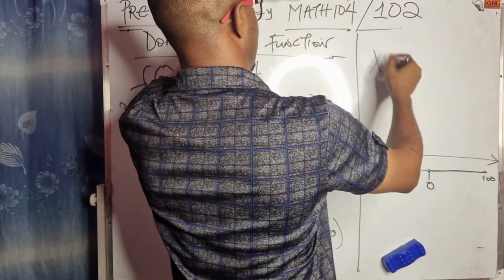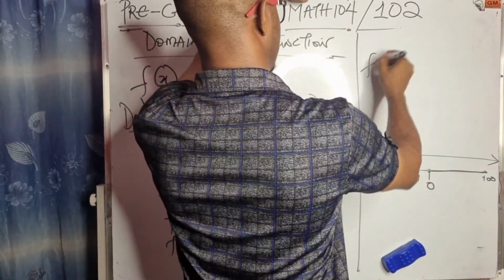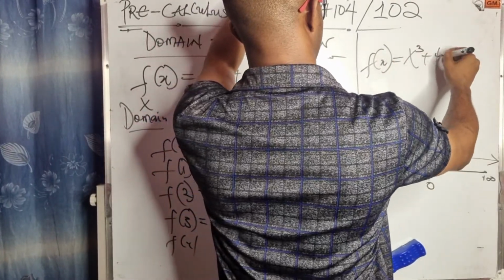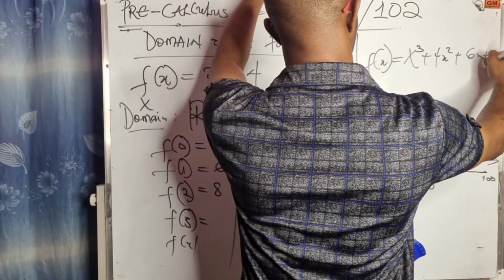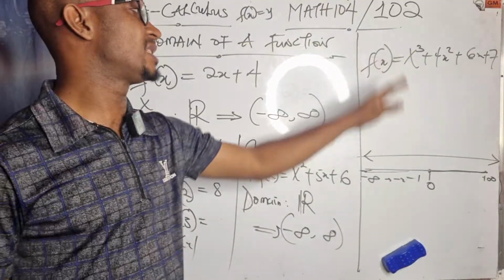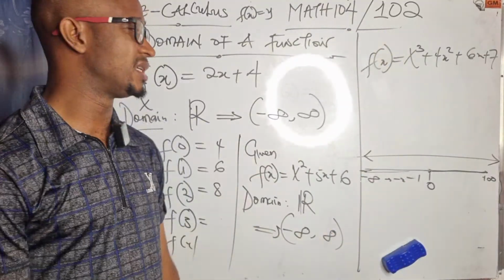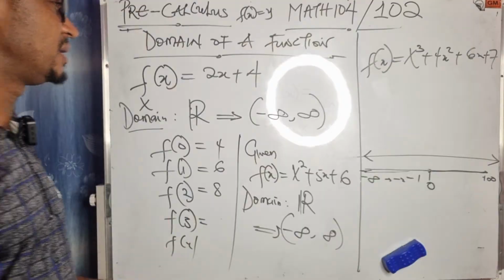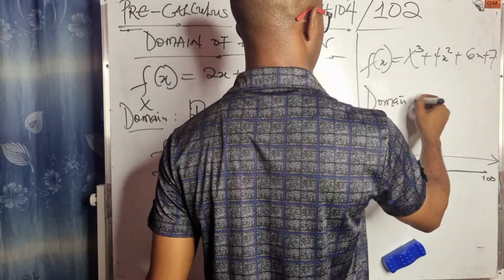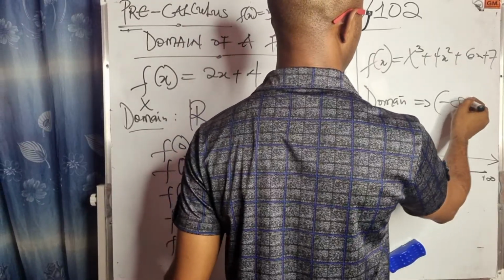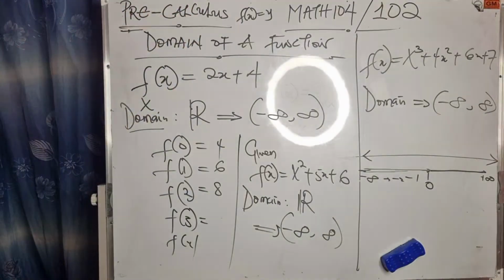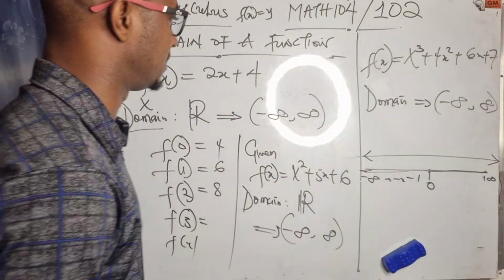Let me give you another instance. Let's say we have f of x equals x cubed plus 4x squared plus 6x plus 7, and it says, find the domain of this function. The highest power, this is a polynomial function. There's no need of solving. Just know that the domain of all polynomials simply includes minus infinity to positive infinity.